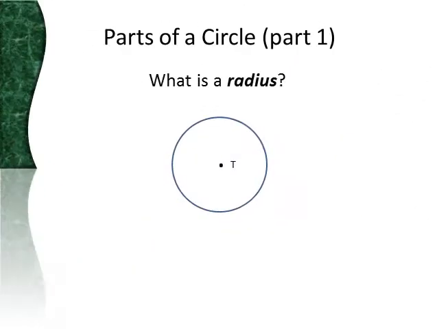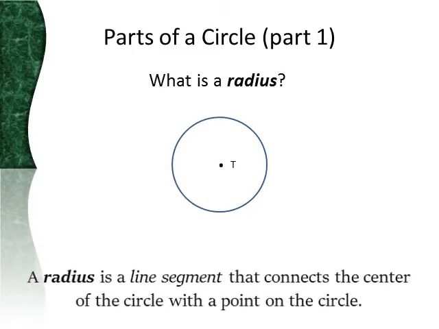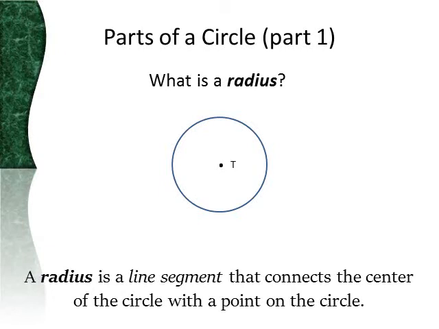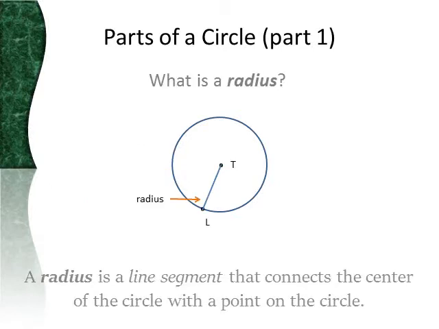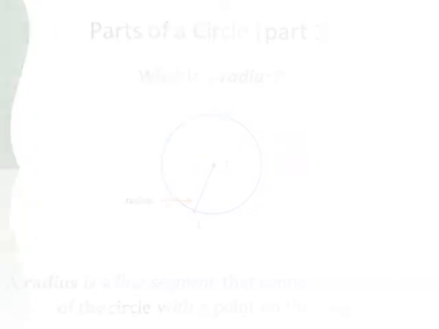Another part of a circle is radius. A radius is a line segment that connects the center of the circle with a point on the circle. Let's add a point on circle T and label it L. Then connect the endpoint with the center using a line segment and name it radius TL or LT. A radius can be drawn in any direction from the center of the circle.